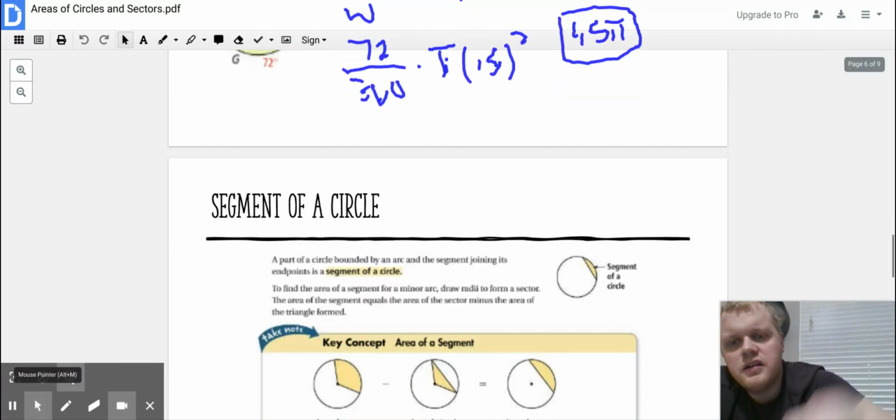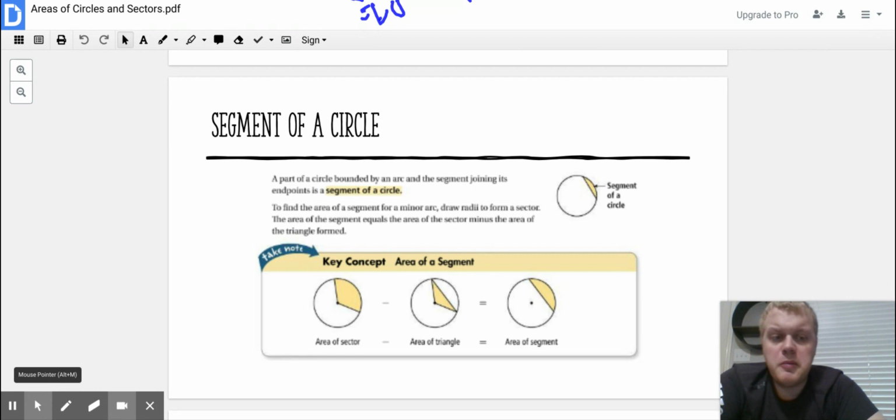All right. Segment of a circle here. So here's probably going to be the hardest part that we'll be covering, but this will be the last thing that we cover. A part of the circle bounded by an arc and the segment joining its endpoints is a segment of a circle. To find the area of a segment for a minor arc, draw radii to form a sector. The area of the segment equals the area of the sector minus the area of the triangle formed.